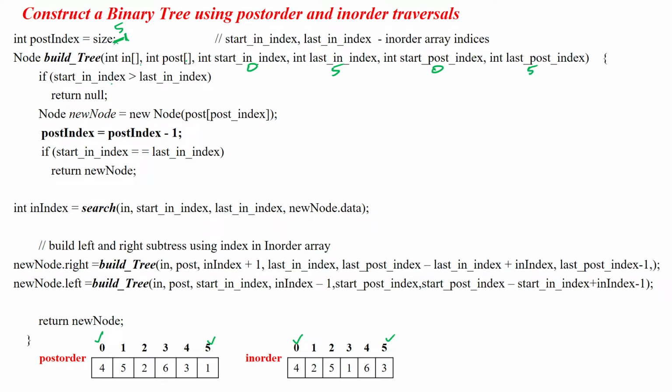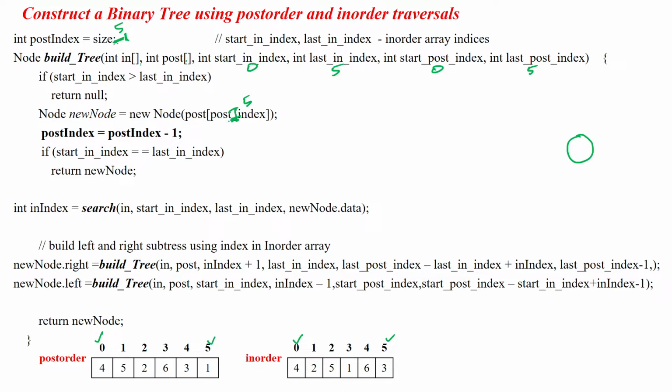Now we are checking starting index 0 greater than 5, which is false. So this statement will not execute. Now we are creating the new node. That new node will have left pointer and right pointer. As of now it is empty. For that new node we are assigning the value post in post index. Actually this is post index. So post index value is now size minus 1, this is 5.